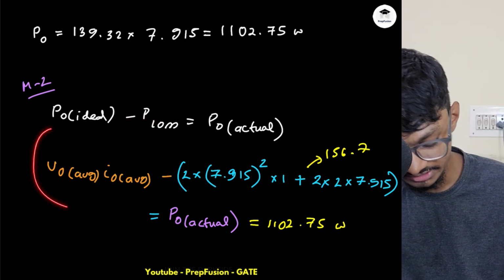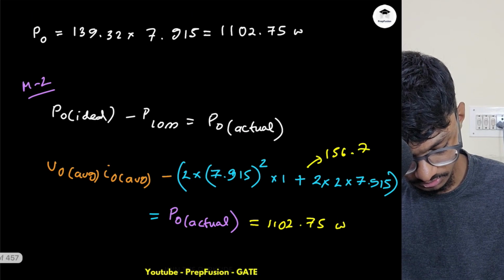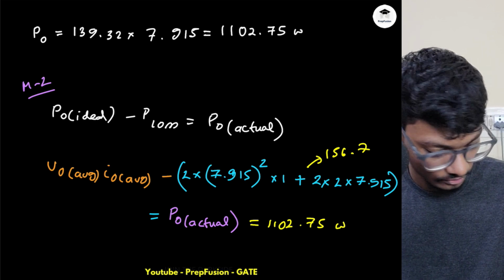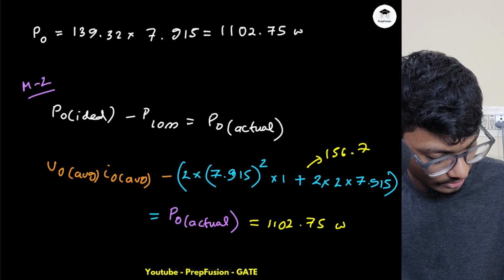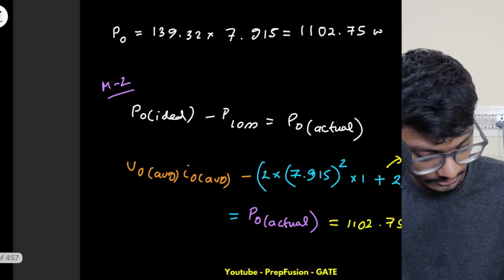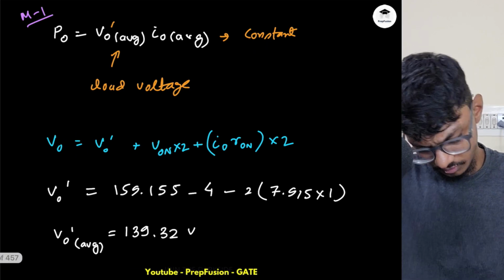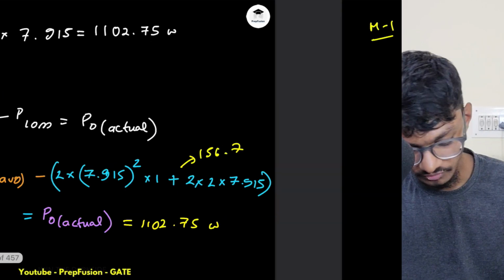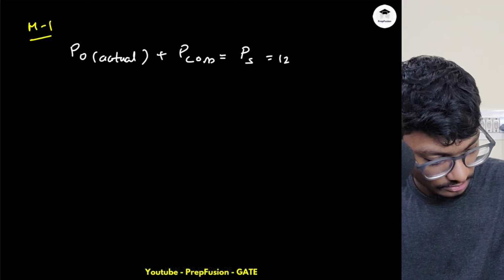Okay, so what is this value? This value is not written here. Okay, this value is 1 2 something, right? I forgot to write this. Oh no, everything is gone now. 7.915 into 159.155, so it is 1259. So basically your PS will come out to be 1259.